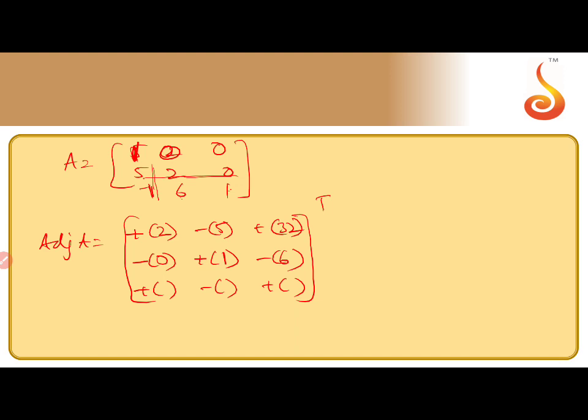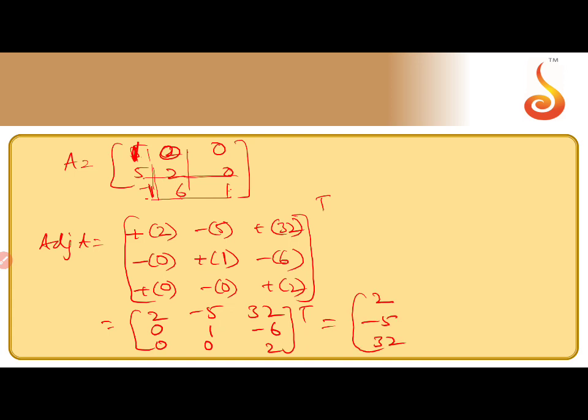Next, for the last row elements, for minus 1, 0 minus 0 gives 0. Now for 6, delete its row and column, 0 minus 0 gives 0. Next for the last 1, 2 minus 0 is 2. So finally we got the matrix 2, minus 5, 32; 0, 1, minus 6; 0, 0, 2, whose transpose we take. If you take the transpose of this one, what do you get? 2, 0, 0; minus 5, 1, 0; 32, minus 6, 2. That is the answer here.